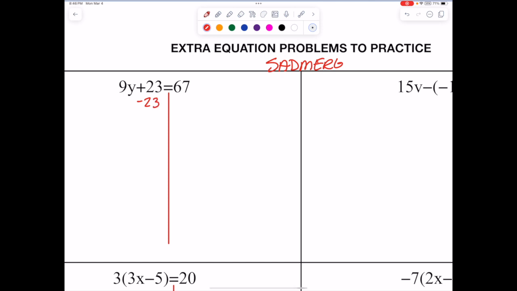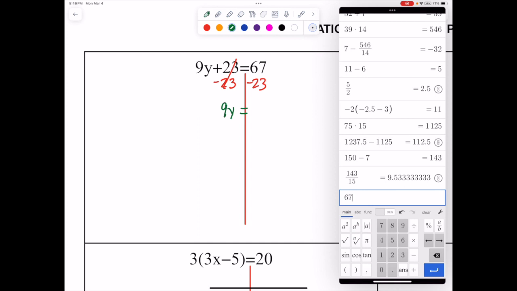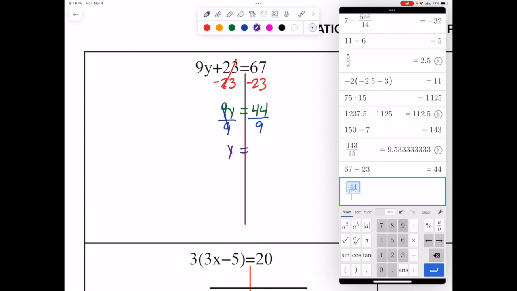So minus 23, minus 23, cross that out, rewrite, and we have 9y equals 67 minus 23, which is 44, okay? And then we end up with dividing by 9 on both sides. That gets crossed out, and you get y equals 44 divided by 9. And you have 4.8 repeating, or you can just leave it at 44/9. Okay, so that's an option for you also, is you could just leave it at that.